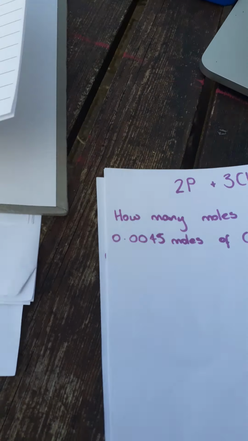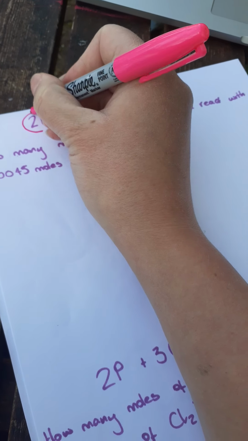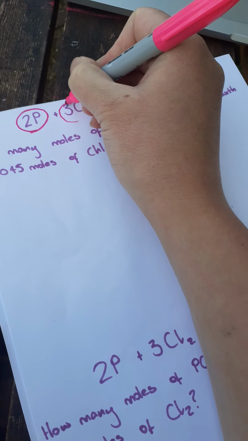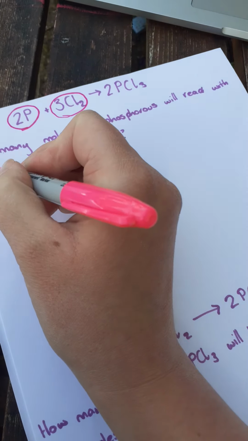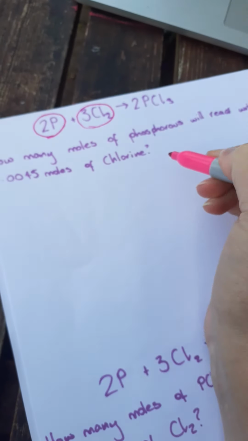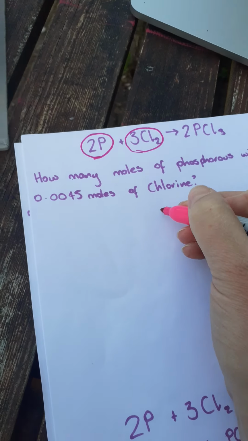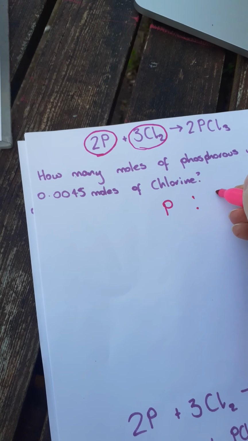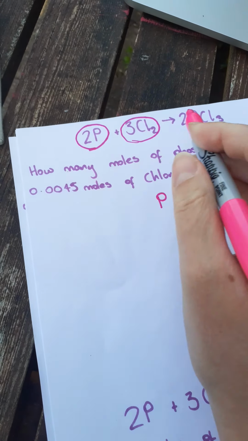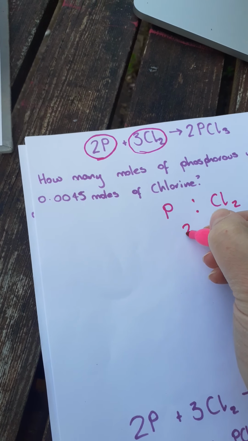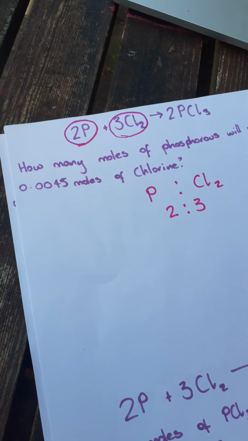So now we've got phosphorus reacting with chlorine to give us phosphorus chloride. So how many moles of phosphorus will react with 0.0045 moles of chlorine? So again, we're identifying what we're working with. So the phosphorus and the chlorine. This time we've got 0.0045 moles of chlorine. So we're kind of going to be going backwards. So we've got phosphorus to chlorine. And from our equation, we can see that we have a 2 to 3 mole ratio.